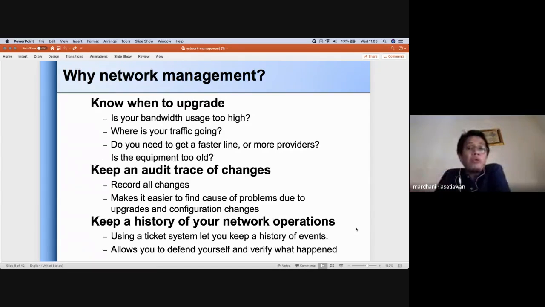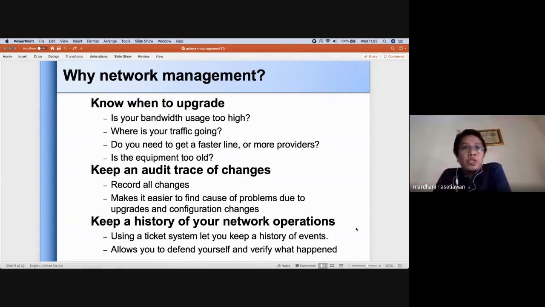Where is your traffic going? For example, at UGM, the users of UGM mostly access which websites, which resources on the internet, and so on. And do you need to get a faster line or more providers, for example? And is the equipment too old, for example? These would be our questions for doing some upgrades in network management.